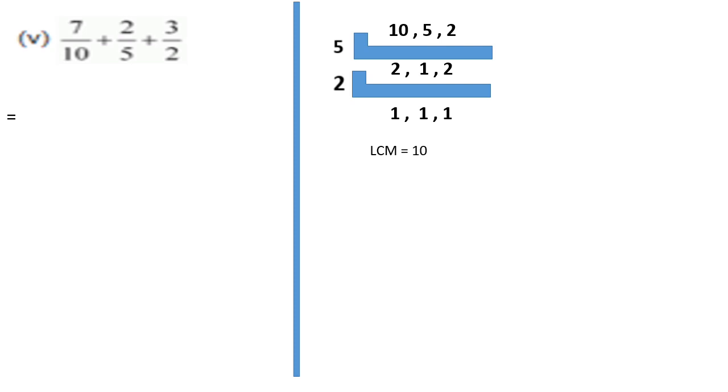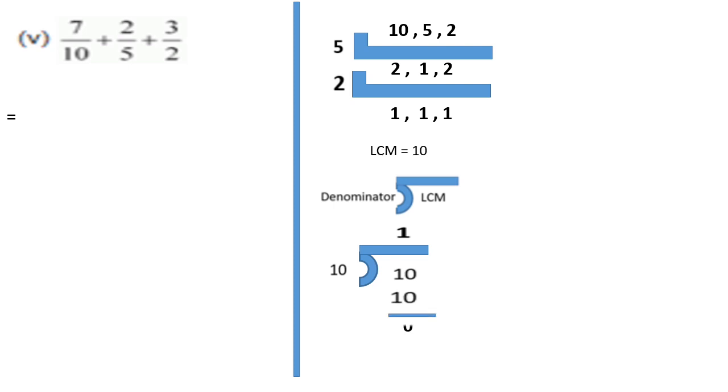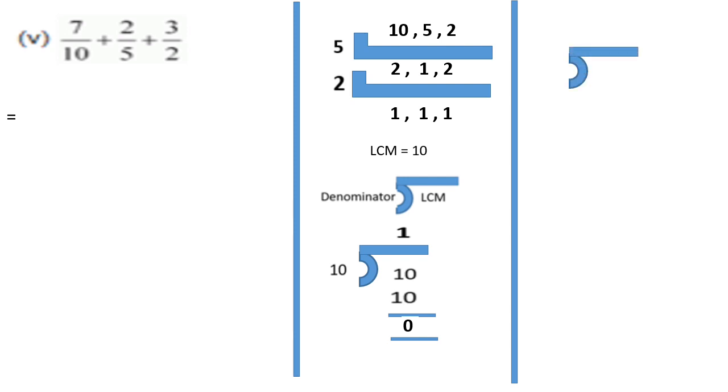Next step is I will divide the LCM by the denominator of all the fractions like this. The denominator will be outside and the LCM will be inside. So first I'll take 7 by 10. Here the denominator is 10. I'll write it outside, and the LCM is 10. I'll write inside. 10 1s are 10. Here remainder is 0. Next I'll take the second fraction 2 by 5. Here denominator is 5 and the LCM is 10. 5 2s are 10. I'll subtract.